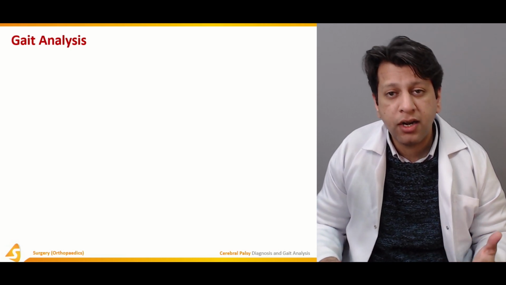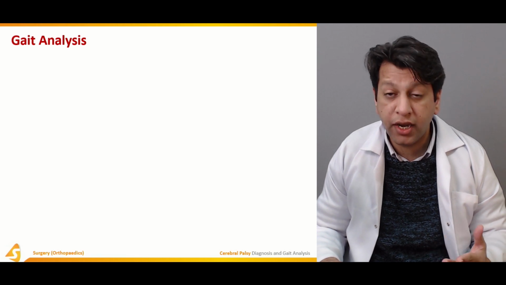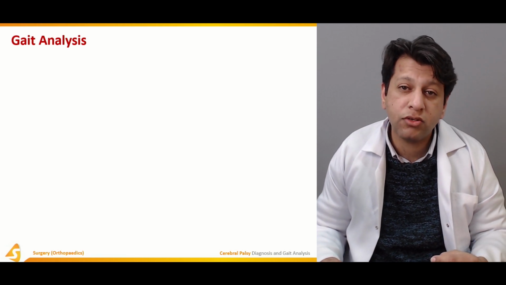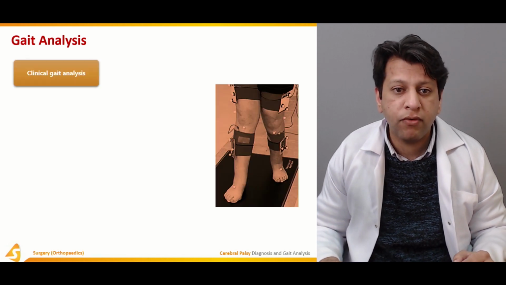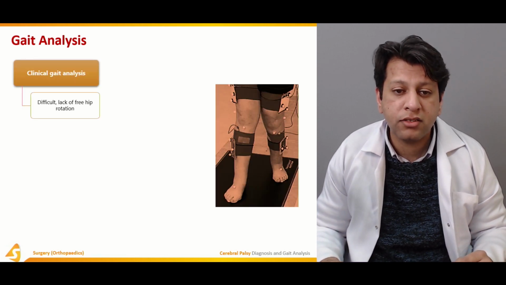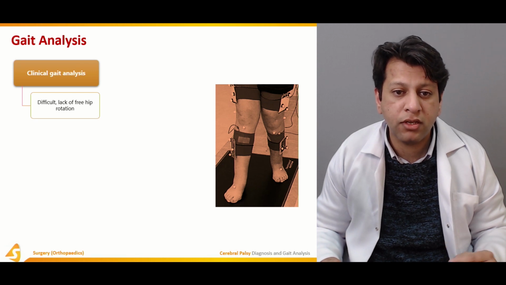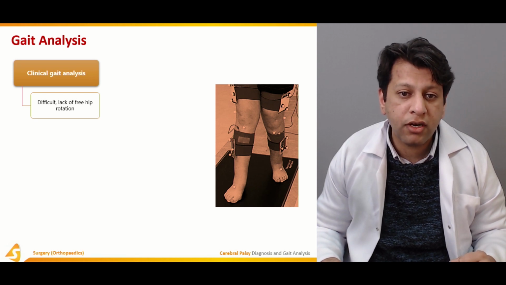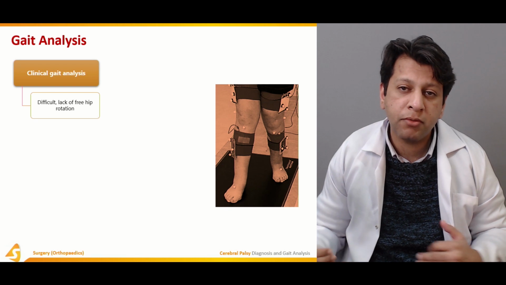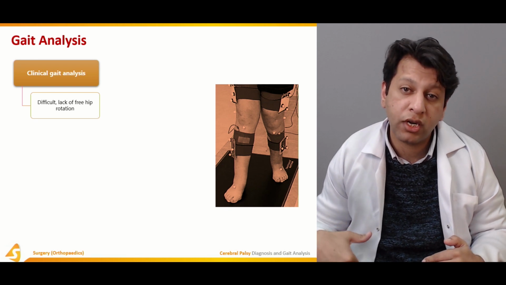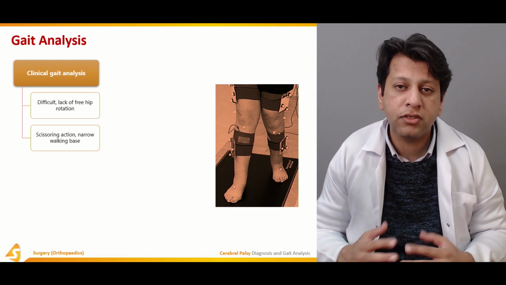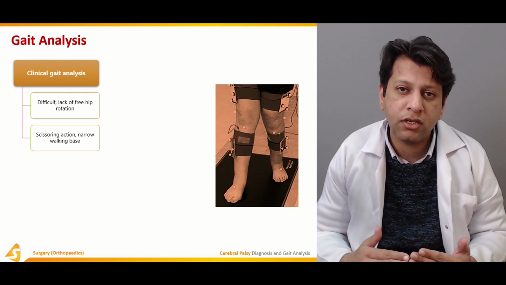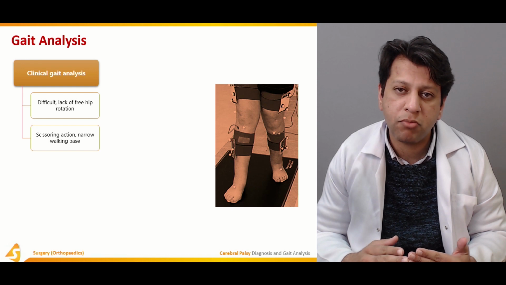Now, if the child comes at this age, then we can do the gait analysis as well. The gait analysis actually tells us exactly where the problem is. For example, clinical gait analysis can be done. Usually, it's difficult because sometimes there are associated flexion contractures of the hip. There may be a scissoring gait. The scissoring is actually a classical sign of cerebral palsy.